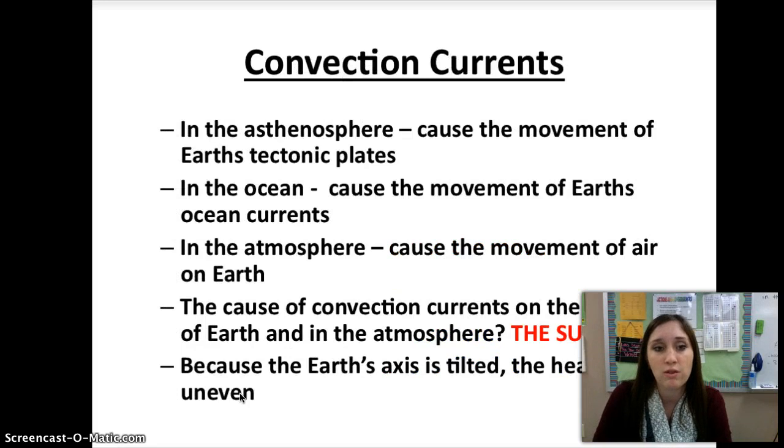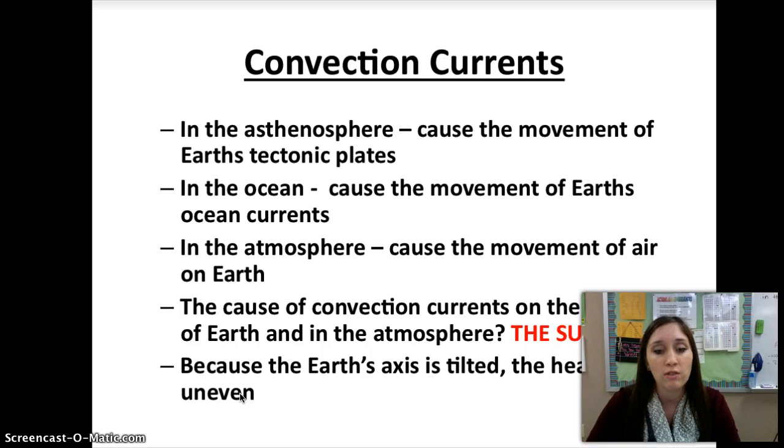So convection currents, we've already learned, are in the asthenosphere. This is what causes the plates to move. That's when we first talked about them. They also happen in the ocean, and this causes the movement of our currents in the ocean. They also happen in the atmosphere, and this causes the movement of the air on Earth.